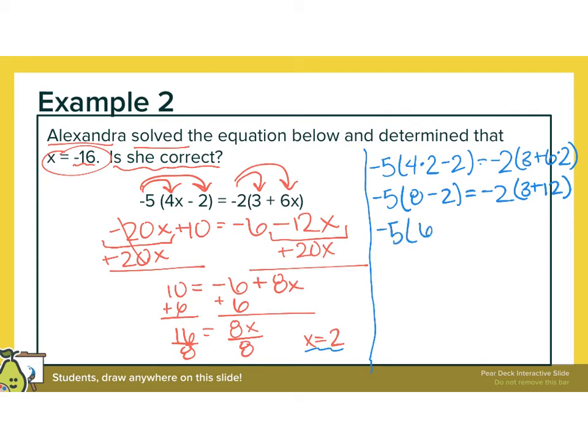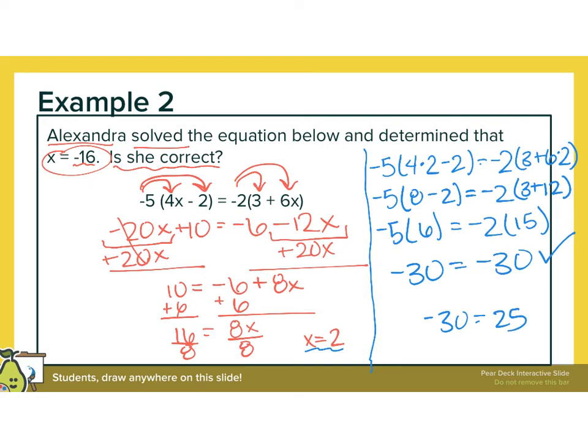8 minus 2 is 6. Bring down your negative 2. 3 plus 12 is 15. Negative 5 times 6 is negative 30. Negative 2 times 15 is also negative 30. That means it checks, okay? You have to get the same number on both sides. That means you're right. If I had gotten negative 30 equals 25, well, then that means I messed up and the answer is wrong, okay?